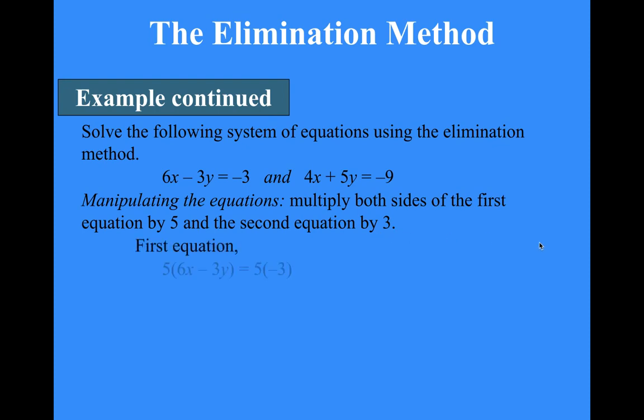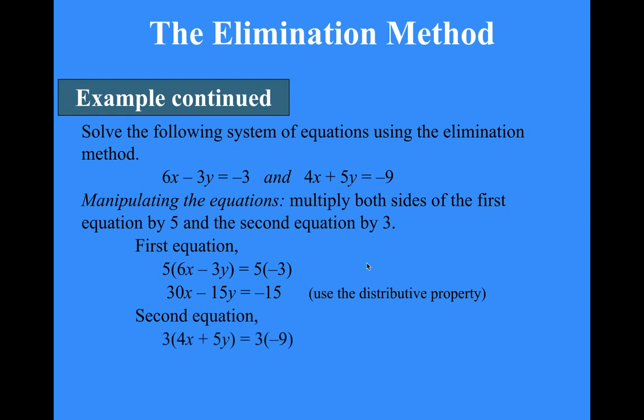So the first equation, I'm going to distribute the 5. I wrote it out a little bit differently than earlier. I distribute it to the left side and then I distribute it to the right side instead of making parentheses around the whole thing. Either way is fine. Just depends on your preference. So when I distribute the 5, 5 times 6x gives me 30x. 5 times negative 3y gives me negative 15y. And 5 times negative 3 gives me negative 15.